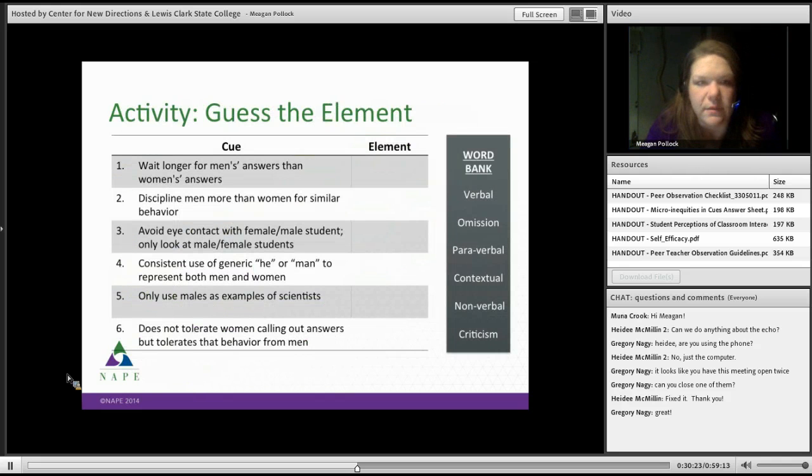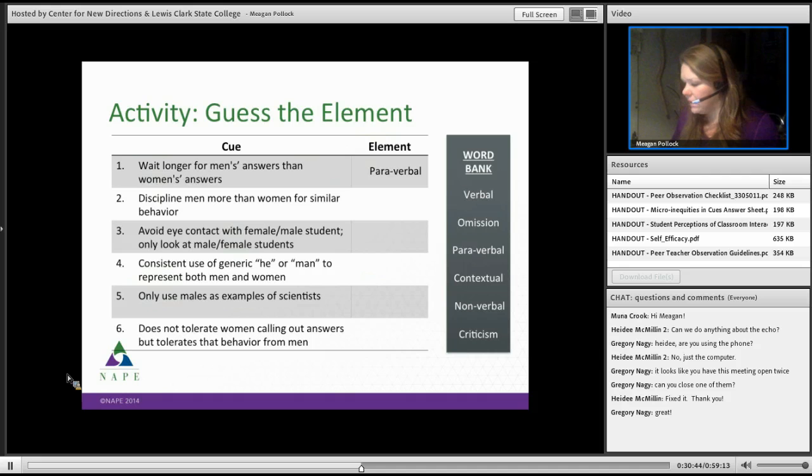And we'll do a quick little activity here to guess the element. So the first one, the cue is this. This is what would happen in your classroom: you wait longer for men's answers than women's answers. And so what might the element be? That could be paraverbal. The next example is you would discipline men more than women for similar behavior.